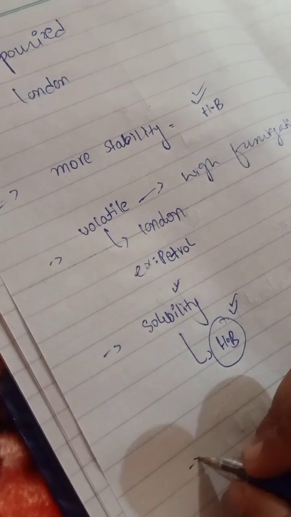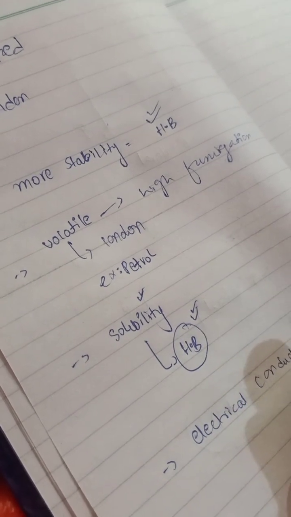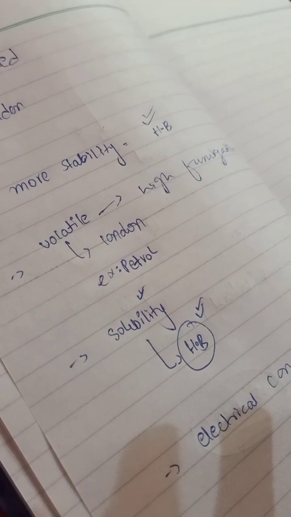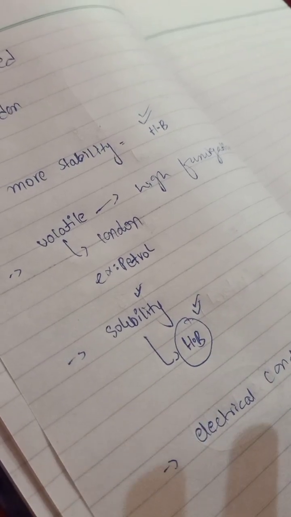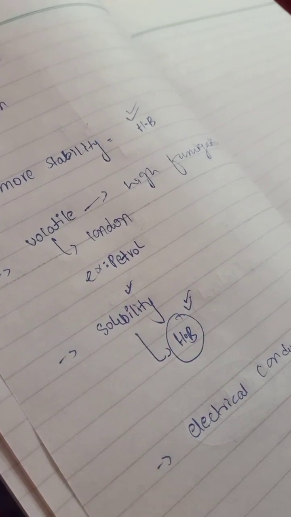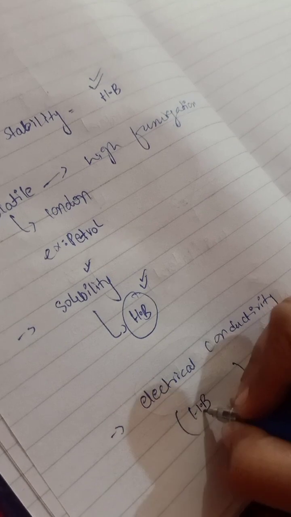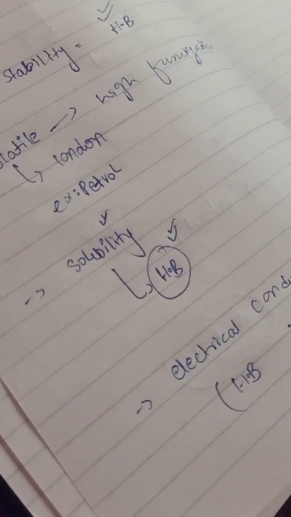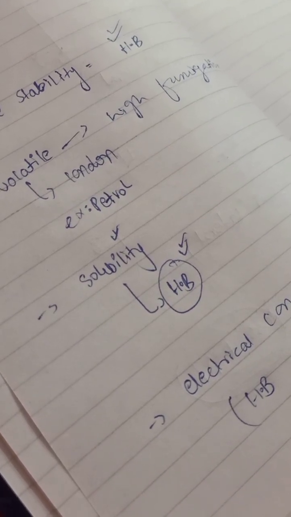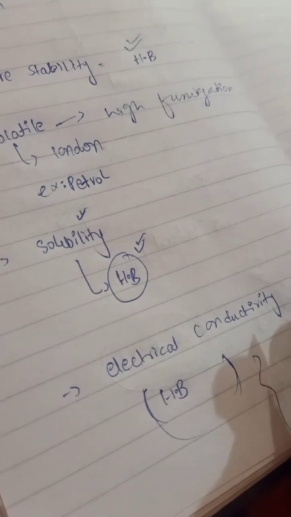If someone asks you which force has more electrical conductivity, as you all know, for example if my hands are wet and my hands touch any kind of socket, it will give me a current just because of my wet hands, just because of the water. So which has more electrical conductivity? That is hydrogen bonding, that is water, because of the current, and they are having charges, so they have more electrical conductivity.